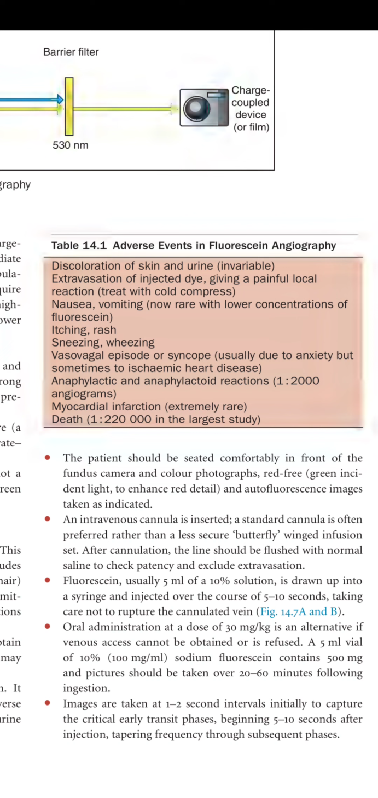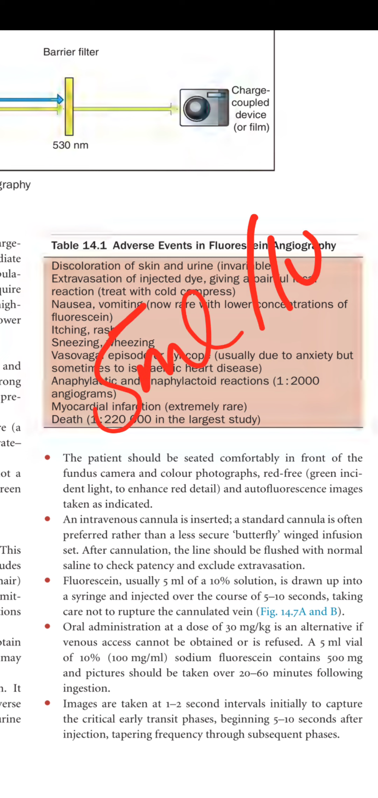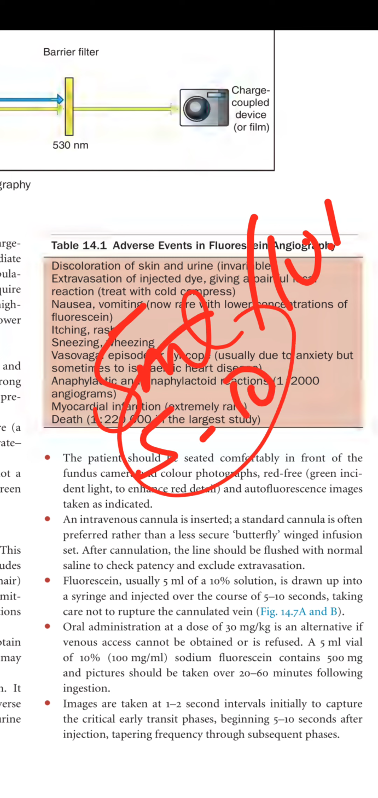After cannulation, the line should be flushed with normal saline to check patency and exclude extravasation. Fluorescein, usually 5 ml of a 10% solution, is withdrawn in the syringe and injected over 5 to 10 seconds, taking care not to rupture the cannulated vein. So you take 5 ml of the 10% solution and give it within 5 to 10 seconds.